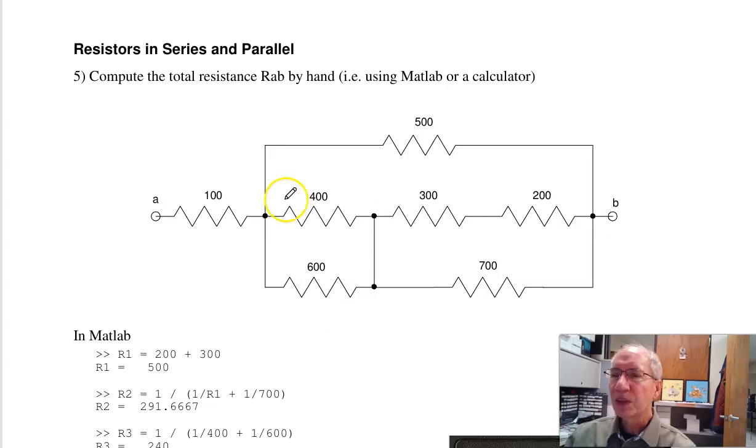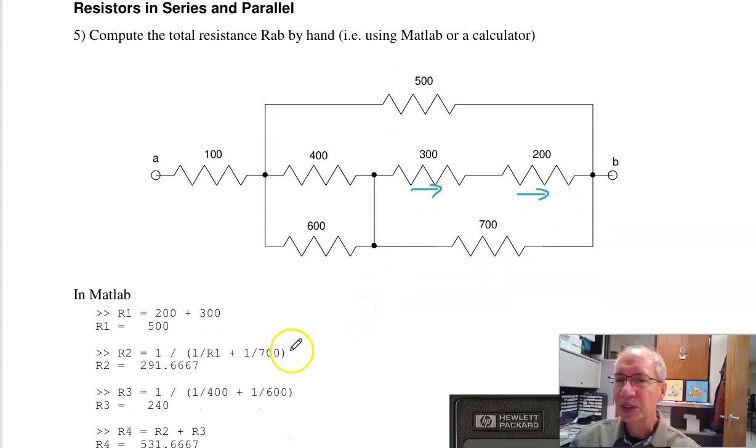Problem 5. Find the total resistance. Now, here's the trick. When you're in series, that means the current through the first resistor, all of it goes through the second. When you're in series, the resistance adds. When you're in parallel, which means that the voltage on one side is the same, voltage on the other side is the same, the resistances add as the sum of the inverses inverted. The trick is to simplify the circuit by combining resistors in series and parallel.